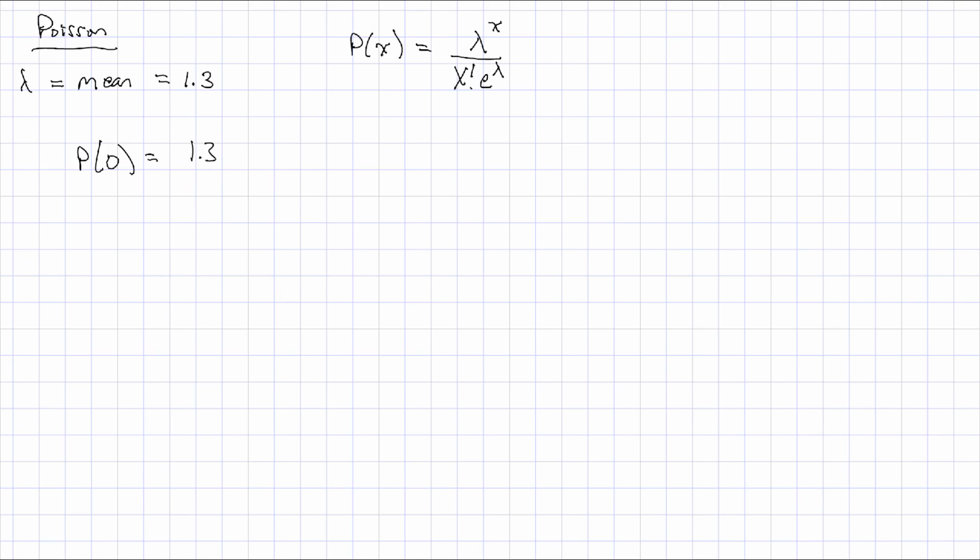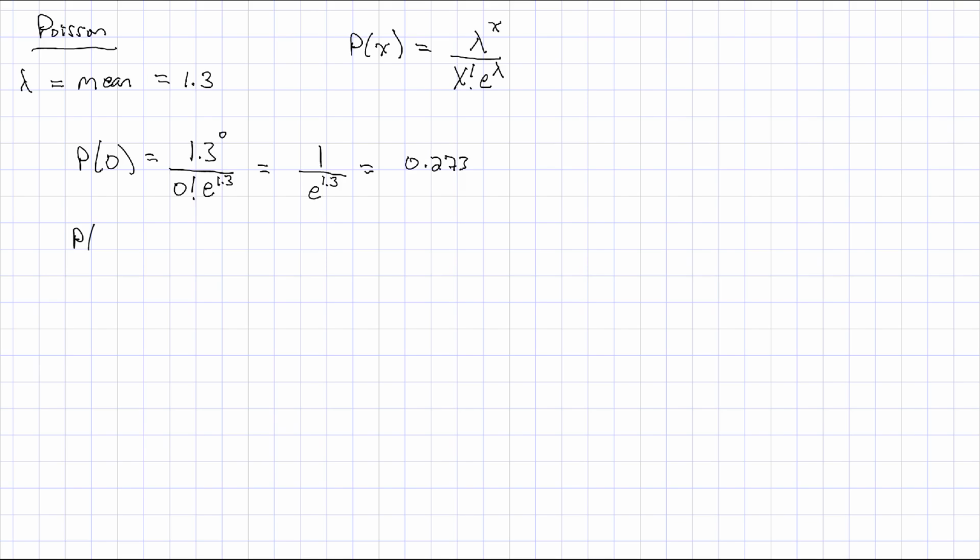We would substitute our values into our equation to get this equation. Now with the zeros, anytime we raise a number to 0, that's always equal to 1. Anytime we take factorial of 0, that's by definition 1. So this first P of 0 falls out to be 1 over e raised to the 1.3, which is equal to 0.273.